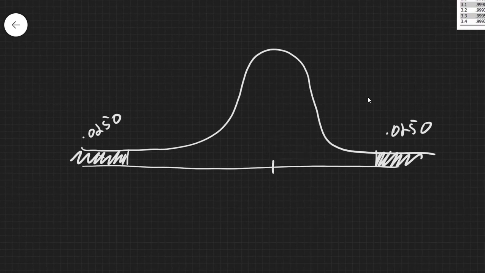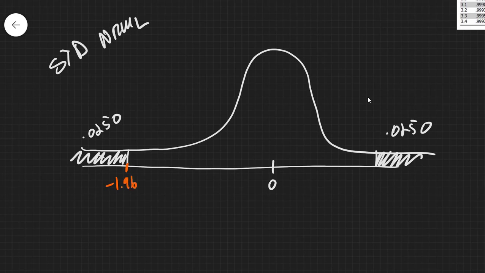We know that this is a standard normal curve. So this is 0. We have identified that this value is going to be negative 1.96. We have identified that this value is going to be positive 1.96. We know that the 95% confidence interval is in the middle, and we have two tails on the outside. So what do we do next?